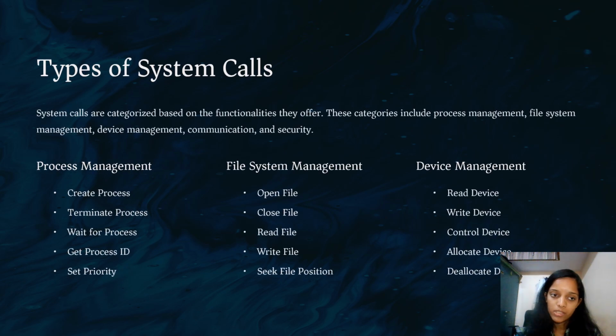Types of system calls. There are basically five types of system calls. Those are file system management, process management, device management, communication, and security. Basically, system calls are categorized based on the functionalities they offer. Let us know the process management, file system management, and device management.